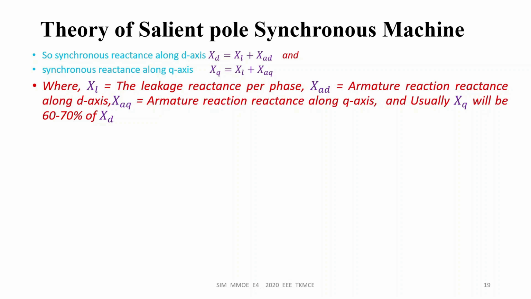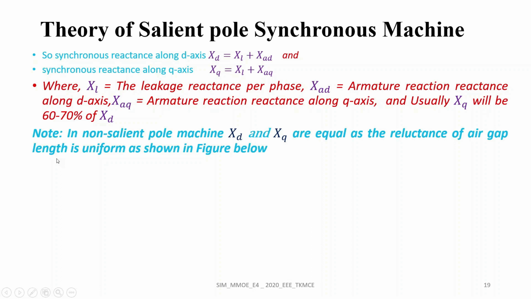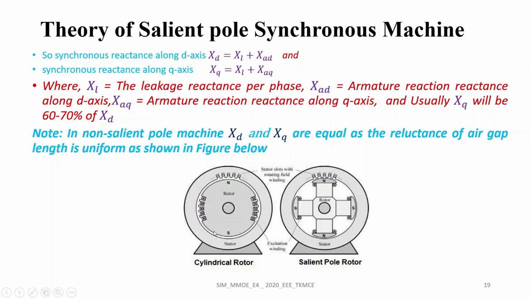The value of XQ is less than XD. Usually XQ will be around 60 to 70% of XD, the direct axis reactance. It is to be noted that in a non-salient pole machine, that is a cylindrical rotor synchronous machine, direct axis synchronous reactance and quadrature axis synchronous reactance are equal. That is, only one reactance is there in a non-salient pole alternator. Why? Because the reluctance of the air gap is uniform. In a cylindrical rotor alternator, air gap length is almost uniform. Therefore, XD is equal to XQ.